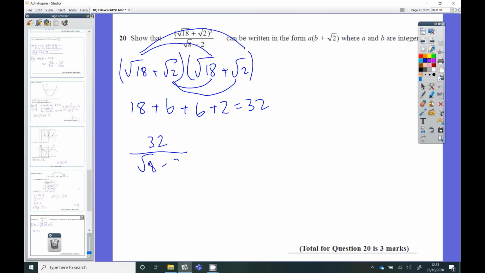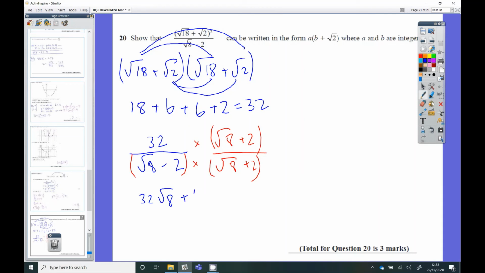Now this needs to be rationalized, so at this point we've got to make the decision to multiply top and bottom by that denominator, but with a change of sign, and you'll see why in a minute. So we're going to multiply top and bottom by root 8 plus 2. So on our numerator, 32 lots of root 8. So let's go back to a blue pen. So we've got 32 lots of root 8 plus 32 times 2, which is 64.